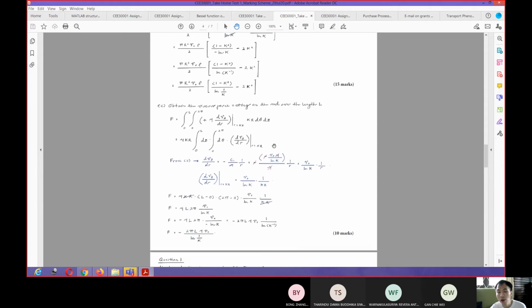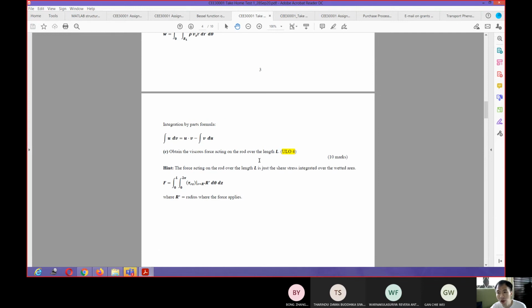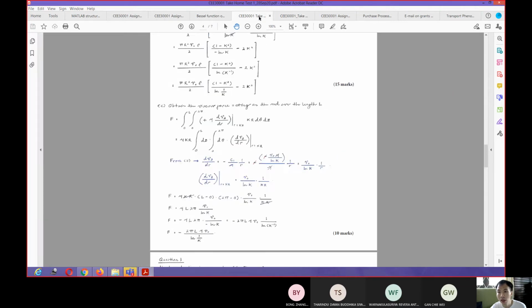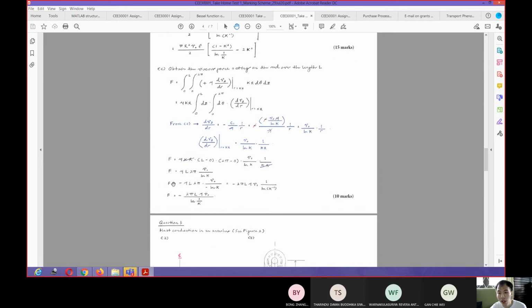In the same way, I also want you to obtain the viscous force acting on the rod over the length L. This one is quite straightforward, and you will get 10 marks for that. You need to be careful again in splitting the integral here. You need to show me that you separate the integral related with z and the integral related with theta, and then put in everything properly. Don't leave any steps. Don't assume that I will understand everything. Always put everything clearly and neatly. Then you will get this one.